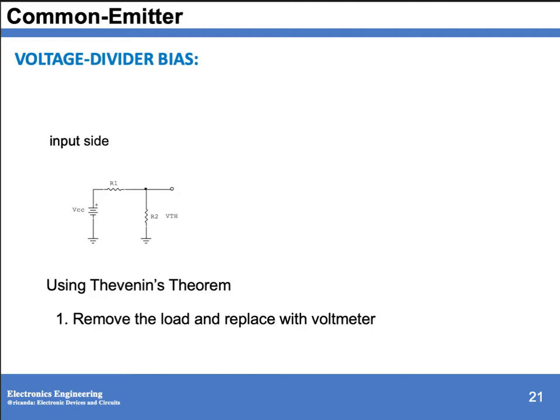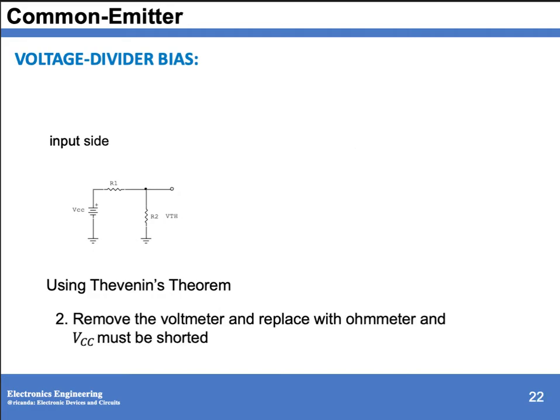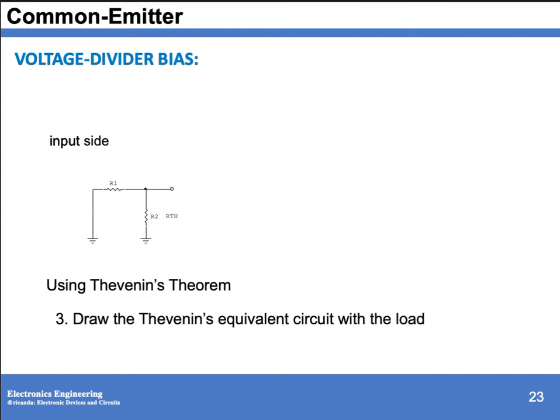And solving for your VTH, that is equivalent to R2 over R1 plus R2 times your VCC. Step 2, we have to remove the voltmeter and replace it with an ohmmeter, and the VCC must be shorted. And solving for your RTH, that is R1 in parallel with R2, or R2 R1 over R1 plus R2. And the third step is we have to draw the Thevenin's equivalent circuit and put back the load, which is your transistor as well as your RE.